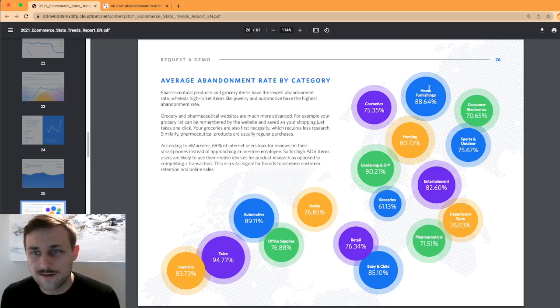Okay, let's look at a couple more slides. So this one I liked a lot because you have more specific figures for the abandon rate by vertical. So depending on your category, see gardening 80% abandon rate, retail 76%, telco 94%, so that's quite a lot. So depending on what you're selling, you can have more specific figures here.